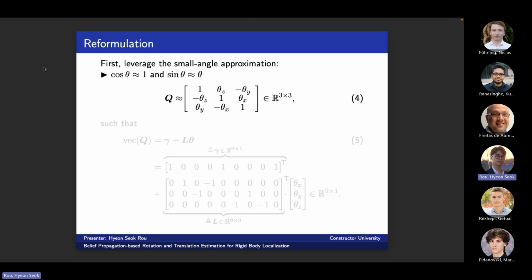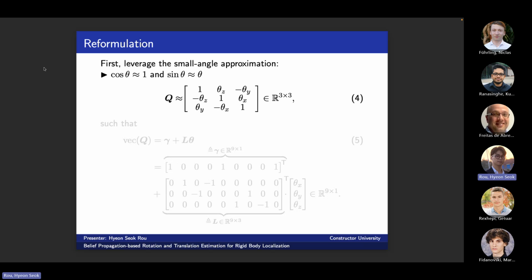The first thing we want to reformulate in the system now is this rotation matrix. For the rotation matrix Q, we use a small angle approximation, which is valid for typical rigid body applications, since the estimation points in time are sufficiently close that the translation and rotation angles are sufficiently small.